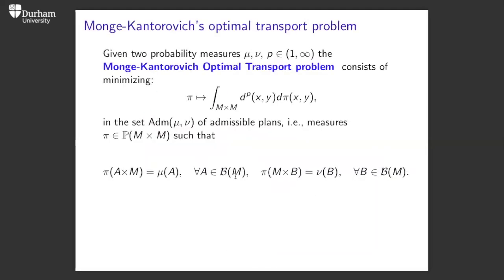More rigorously, we have the so-called Monge-Kantorovich optimal transport problem. We take two probability measures, mu and nu, some exponent p, which is in this interval, and we're looking to minimize this functional that sends a measure pi and computes the integral of the power p of the distance. We're taking this measure pi in the set of admissible plans, which are measures in the product space such that they have the appropriate marginals, meaning that when I evaluate at sets of the form A times M, I recover the initial measure mu. And when I evaluate at sets of the form M times B, I recover the final measure.